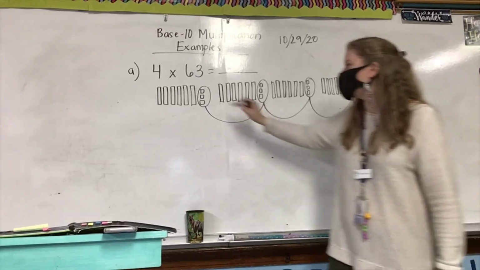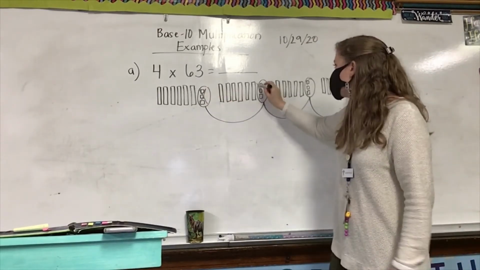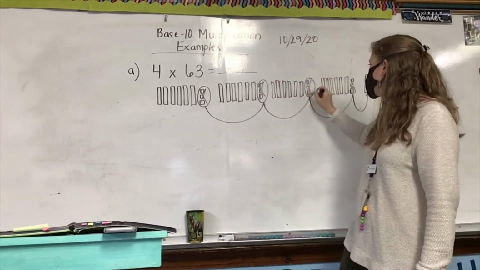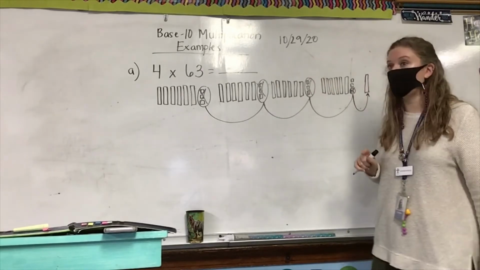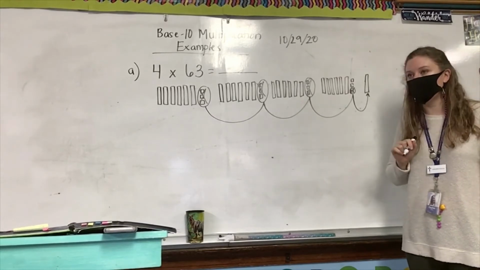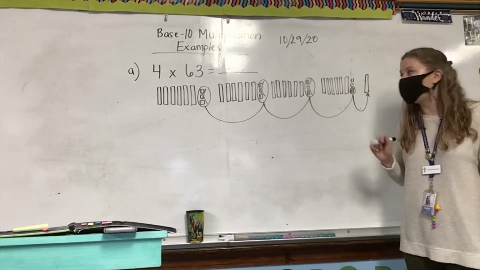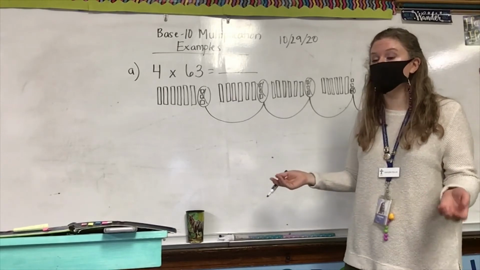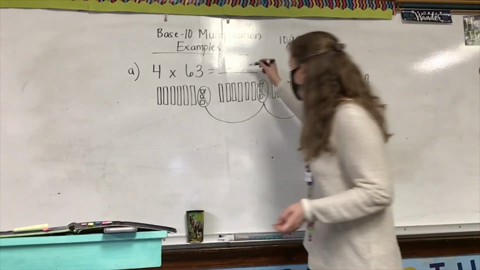Now, I'm going to cross these out just so I don't accidentally forget and count them. But I'm only going to cross out what I have in my circles. What do I have left, Victoria? I have 2 ones cubes. Can I put 2 in the ones place? Yes. Most definitely.